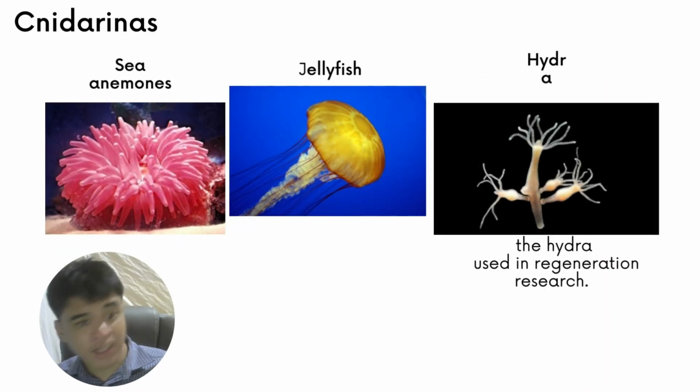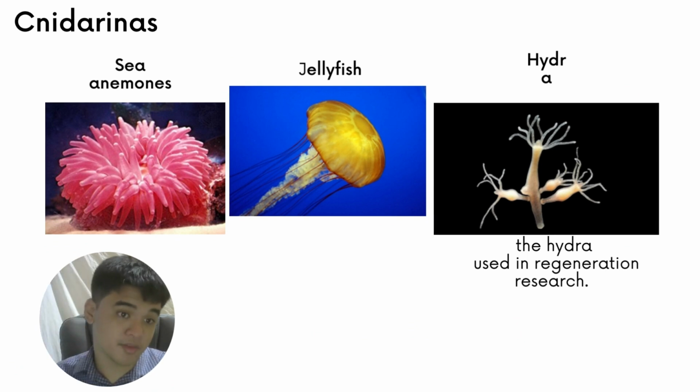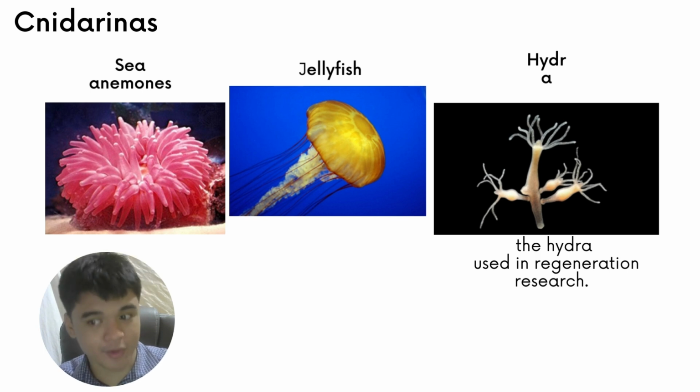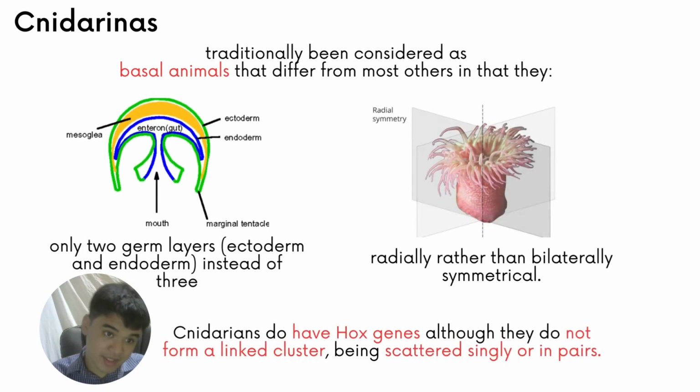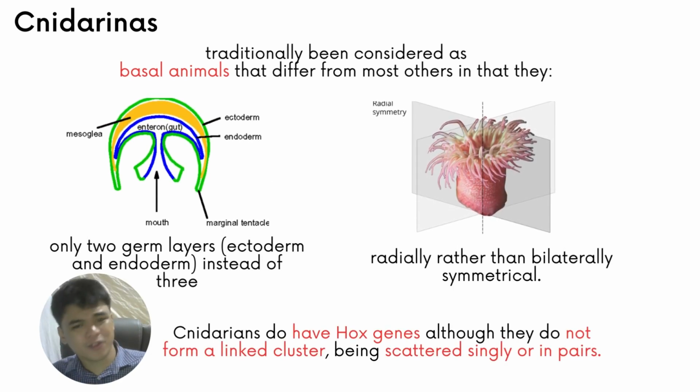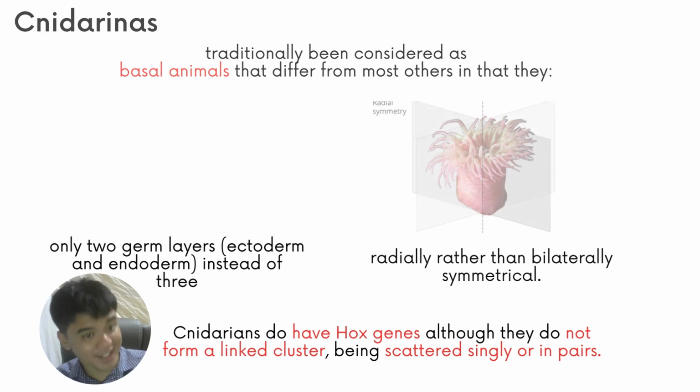And now we have another type of basal animals, the Cnidarians, which comprise the sea anemones, the jellyfish, and the hydra. And in a special case, the hydra is used for regeneration research. And a special case for Cnidarians, why? Well, they are basal animals, but they have two germ layers rather than three. So they have the ectoderm and the endoderm. And they are radially rather than bilaterally symmetrical, which is also different from the other animals. They do have Hox genes, so they're much closer to real animals, but they do not form linked clusters. Rather, they are scattered singly or in pairs, which makes them very unique.